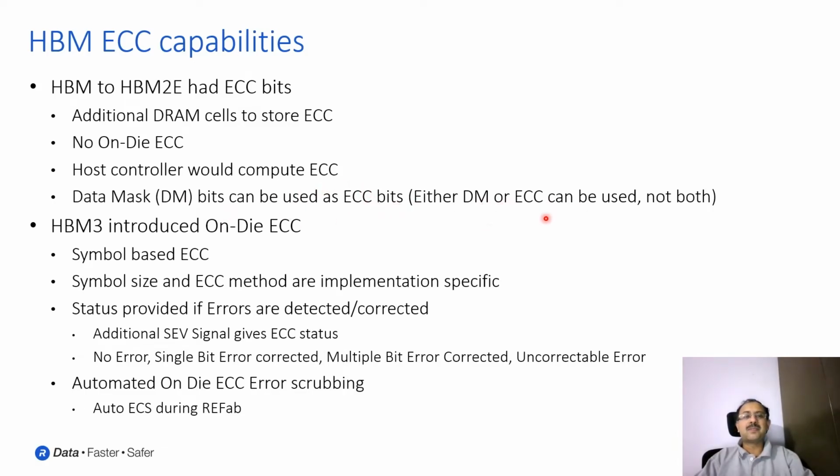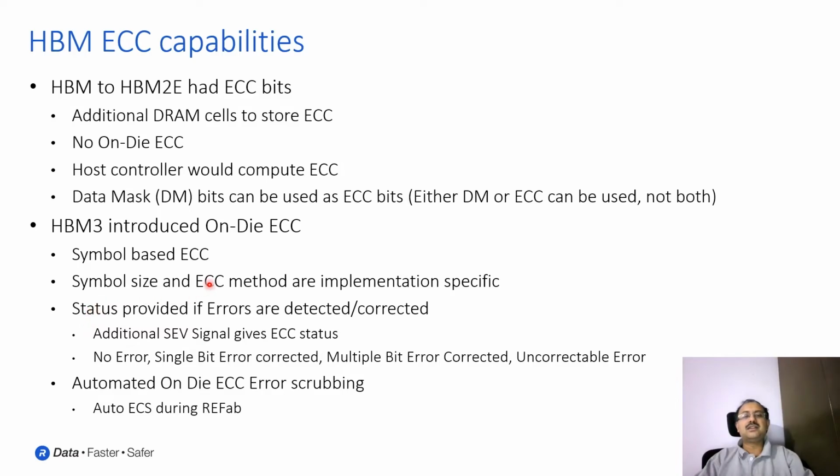So either you could use it as a data mask or you could send ECC data, but both could not be used. In the HBM3, what has been done is, since the data mask is completely removed, the extra bits that were there would be used only for ECC data, and also on top of that, on-die ECC has been introduced. Now, this is a symbol-based ECC. Size and the method to be used are left to the DRAM vendors on what they will choose to use.